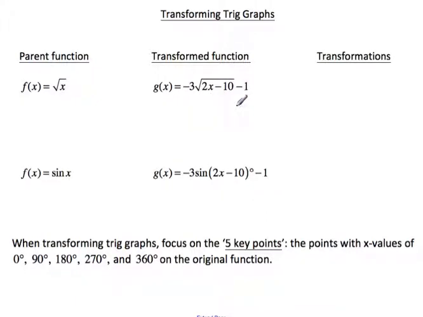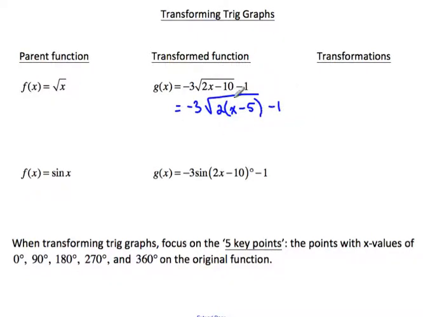To identify the transformations that have been applied to f of x to get g of x, we look at each of these in turn. And we need to remember, in particular, that we have to factor to make the immediate coefficient of the x positive 1 in order to identify all of the horizontal transformations. So before identifying any transformations, let's do that. We're going to factor that 2 out, which leaves us with x minus 5 inside the brackets and under the square root sign, and then we have minus 1 outside.